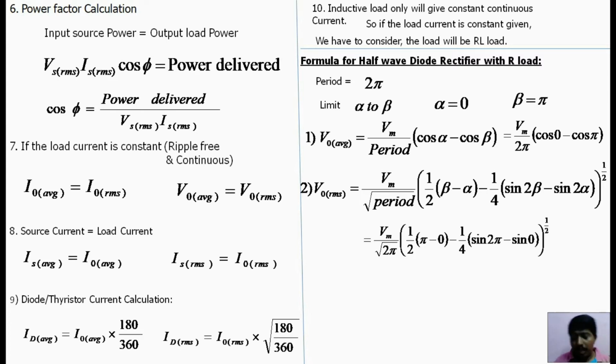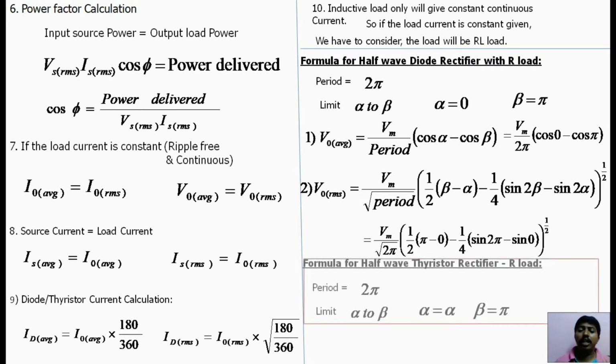Then the formula for the half wave thyristor rectifier with R load. Half wave means period is equal to 2 pi. Thyristor means alpha starts from the firing angle. For the diode, conduction angle starts from 0 degrees, so alpha is equal to 0. But for the thyristor, conduction angle starts from firing angle alpha, so alpha is equal to alpha. For R load, the limit ends with pi, so beta is equal to pi. So the limits and period are known. From there you can find V naught average, V naught RMS and all other parameters.